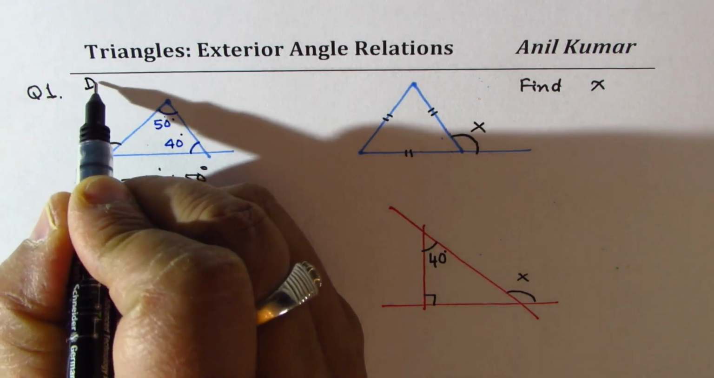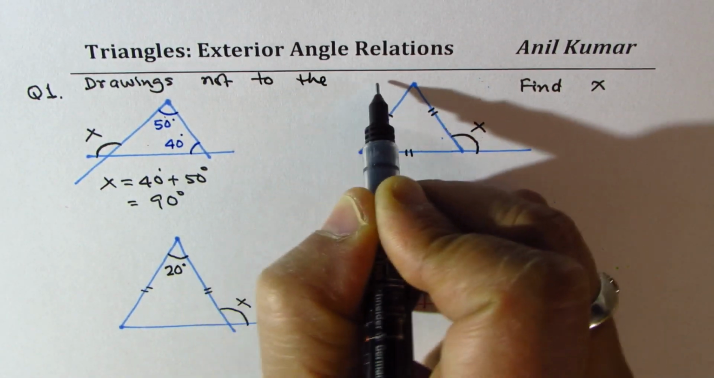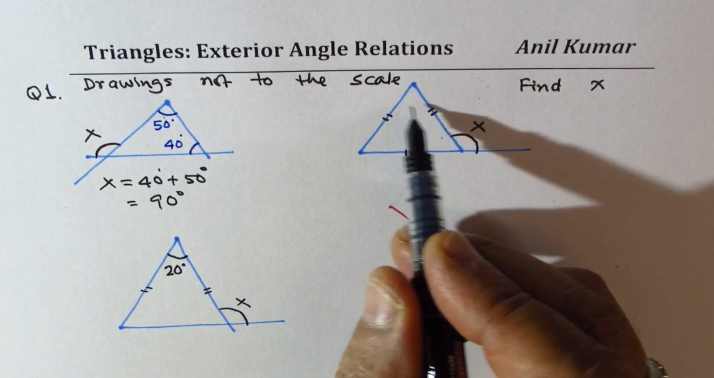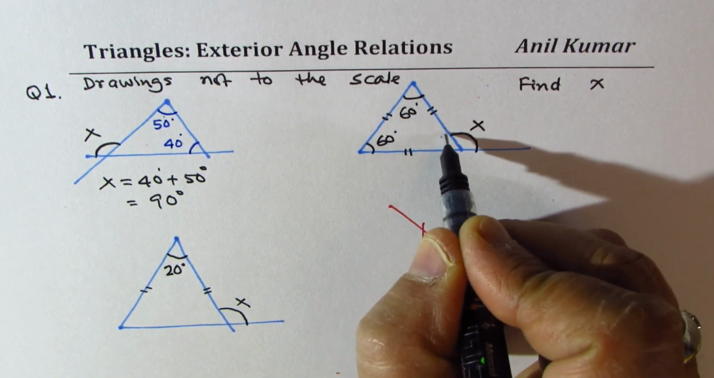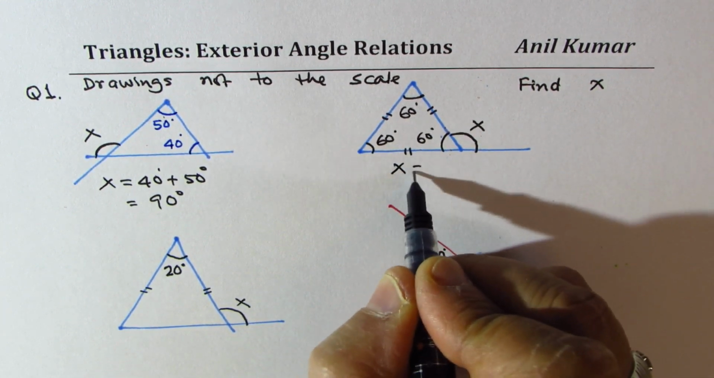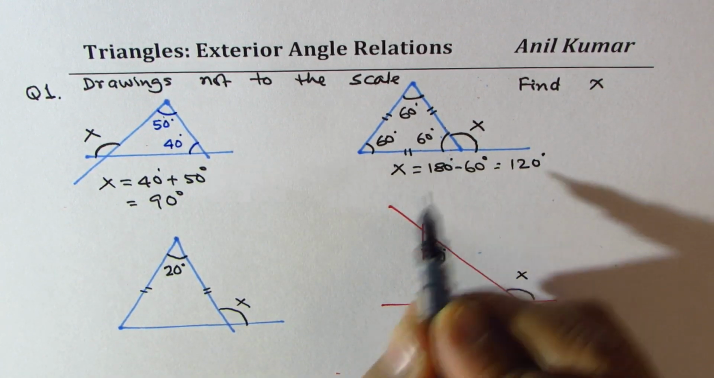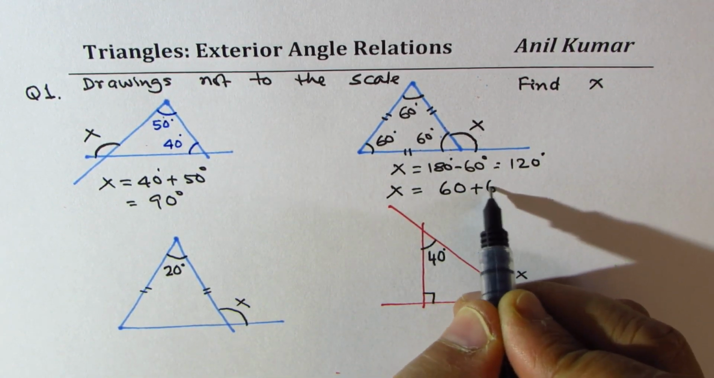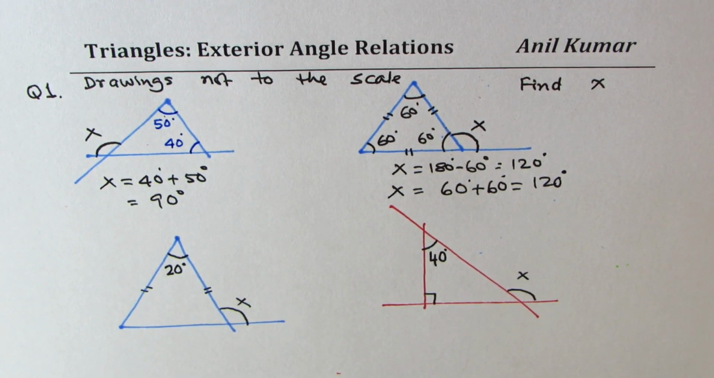Let me write down. They create confusion. You go as per rules. Now all equal angles means that it is an equilateral triangle. All these angles are 60 degrees, right? So we could write x as 180 minus 60 degrees, which is 120 degrees. Perfect. You could also find x equals 60 plus 60. Get the same result, 120 degrees. So that gives you a clear idea of just adding these two works, right?